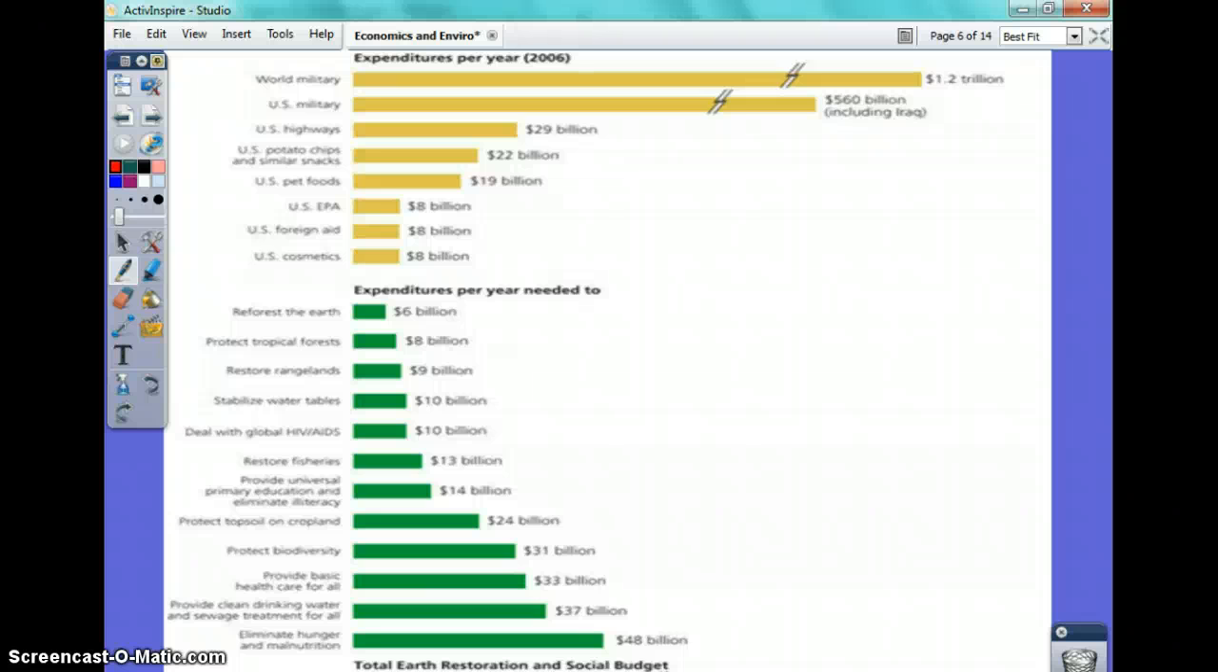So these are just expenditures from 2006. Military, obviously high. Potato chips, that's interesting. $22 billion. Expenditures per year needed to reforest the earth. So this is what we spend money on, and this is what we need to spend money on. Restore rangeland. So it's obviously a lot to do with degradation of land and dealing with health issues.